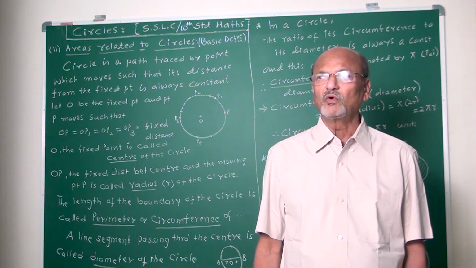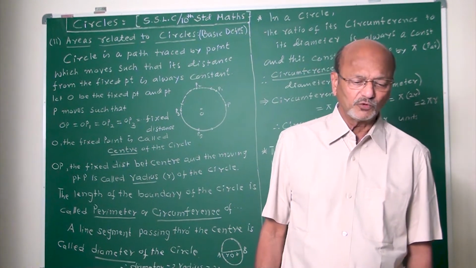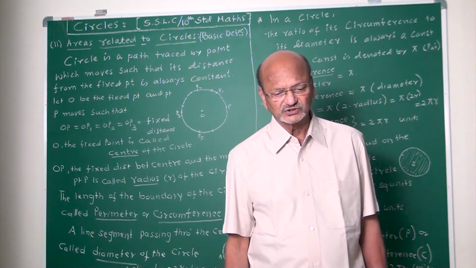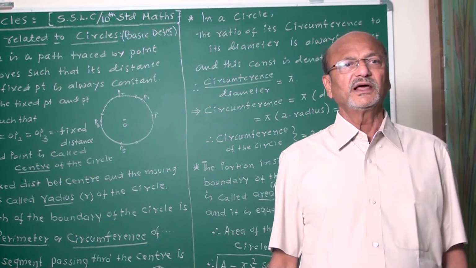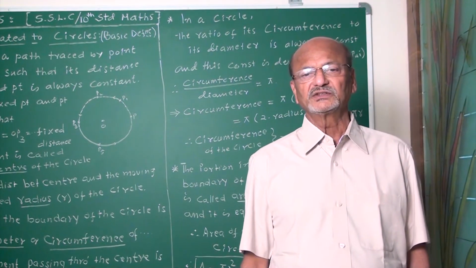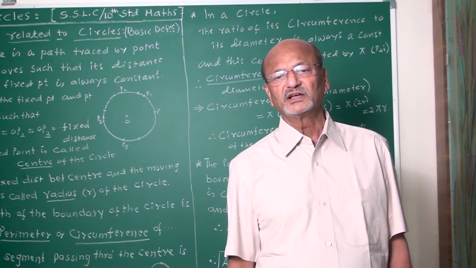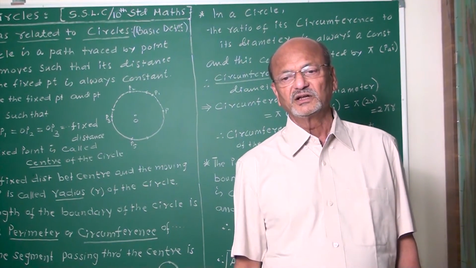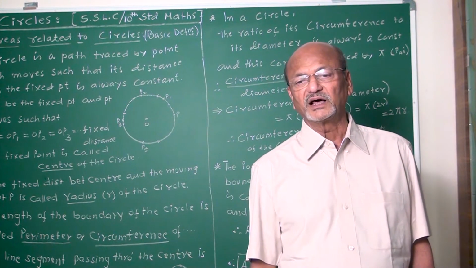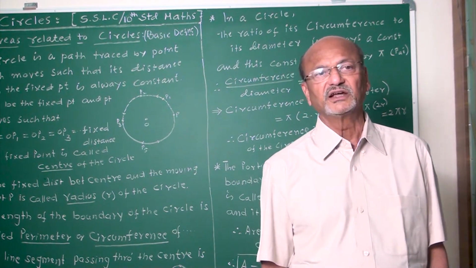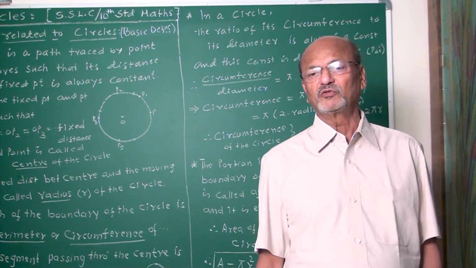That is theorem 1. Theorem 2: from the external point we can draw two tangents to the circle. We have proved that the lengths of these two tangents from the external point to the circle are equal. If P is the external point, and PQ and PR are the tangents, then length PQ equals length PR. Two theorems we have done.